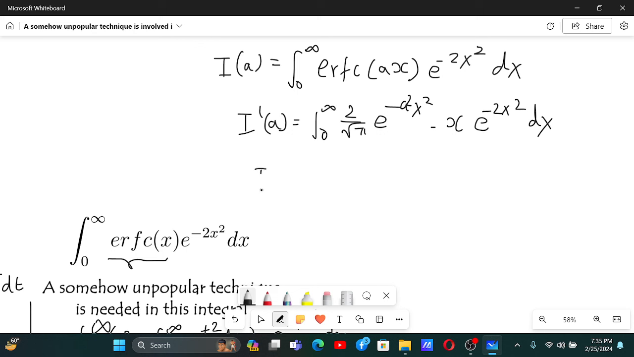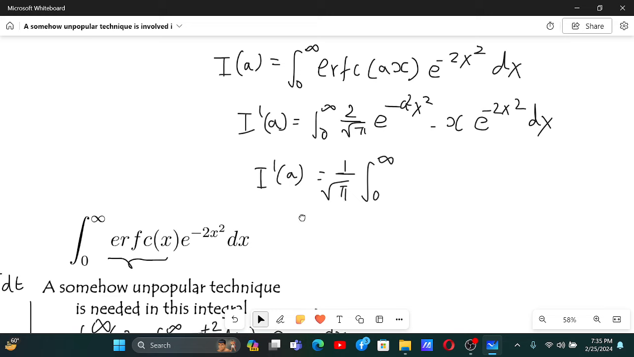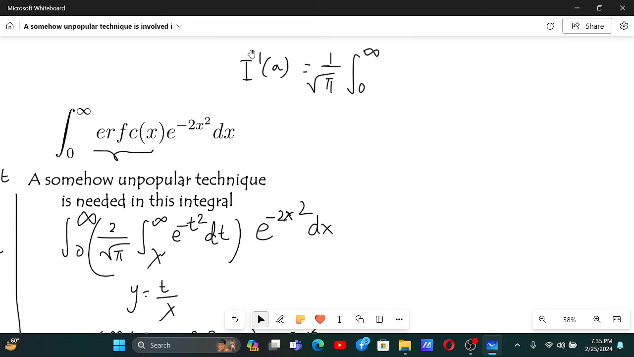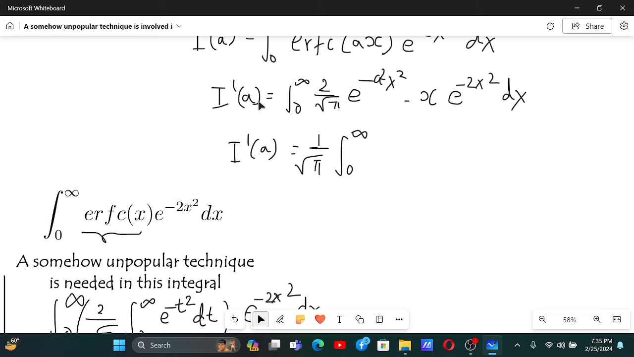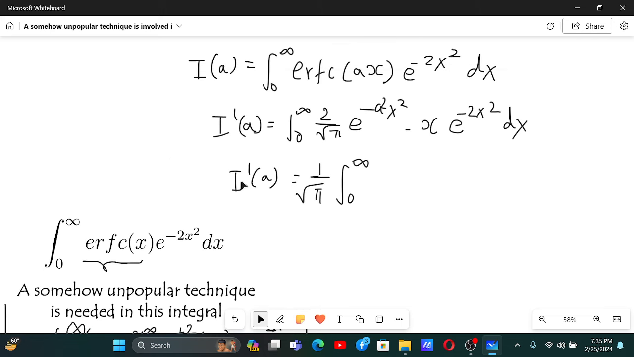So now this is I dash of a. I can take a 1 by root pi outside. Now you can notice that this is just a similar integral. So that is almost the same because we are taking this integral outside and differentiating, I mean taking it outside and then integrating. So it is the same as differentiating inside. Now basically later on we will integrate. So it's actually kind of the same.